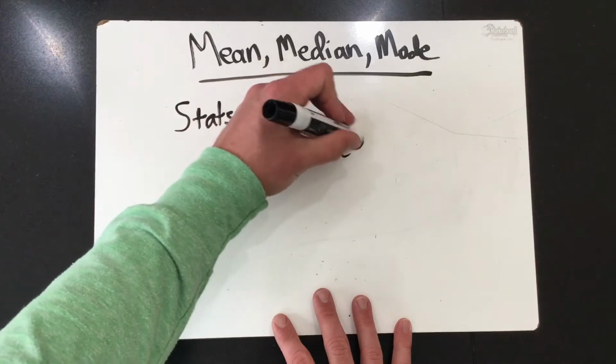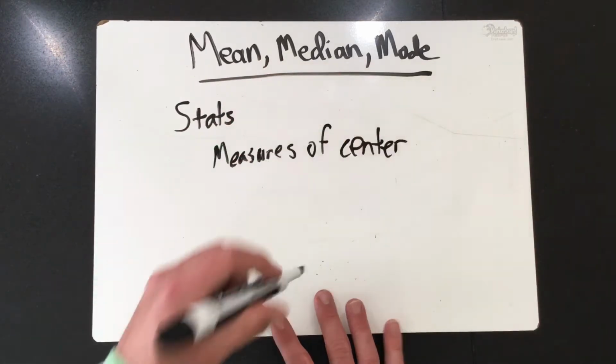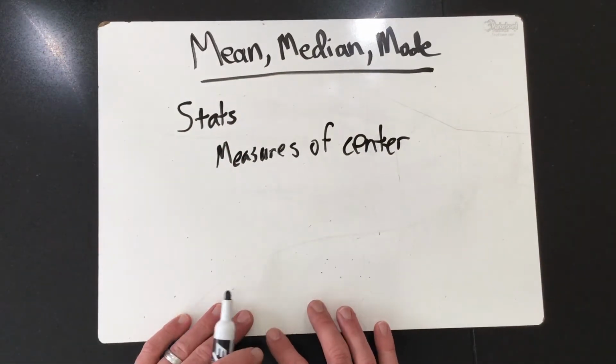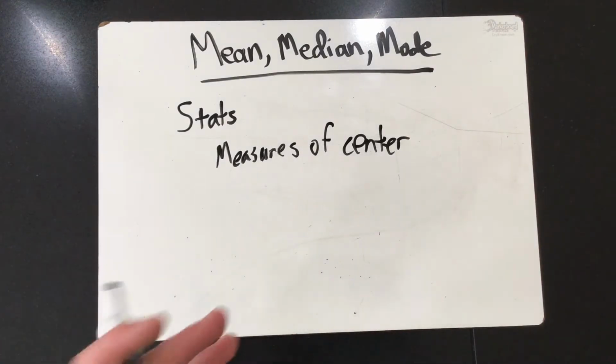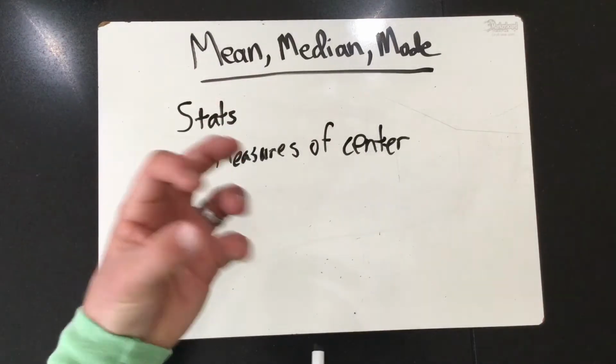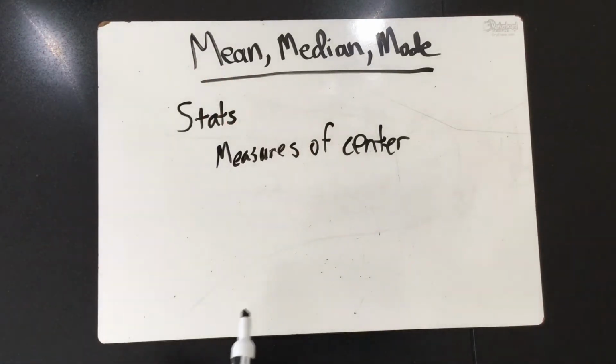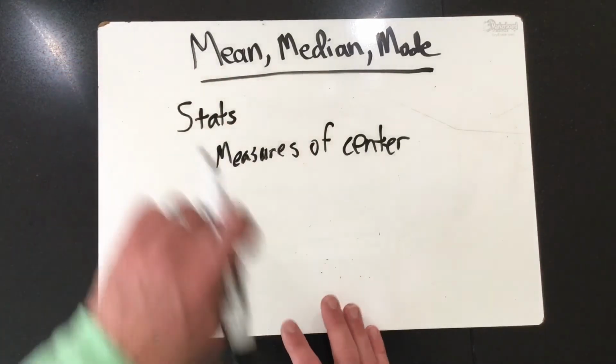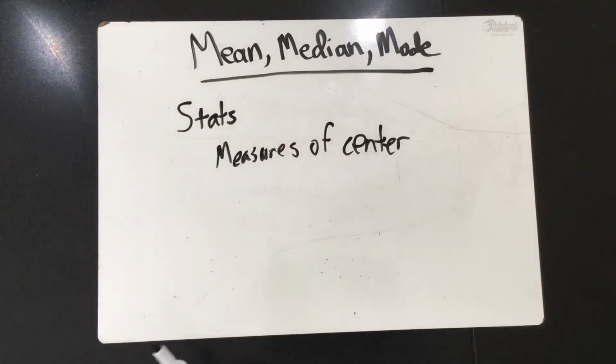More specifically, mean, median, and mode fall under this umbrella of measures of center. What they're getting at is something about the majority of the numbers. If we were to form a big group of numbers around the center, around data points that are similar, what are they saying? That's why we refer to mean, median, and mode as measures of center.